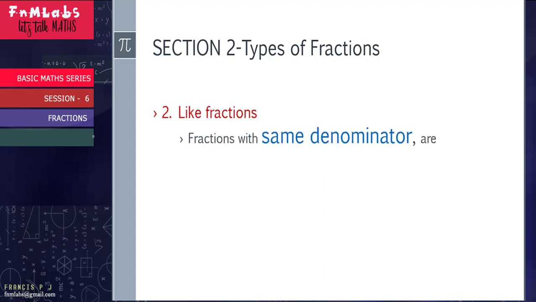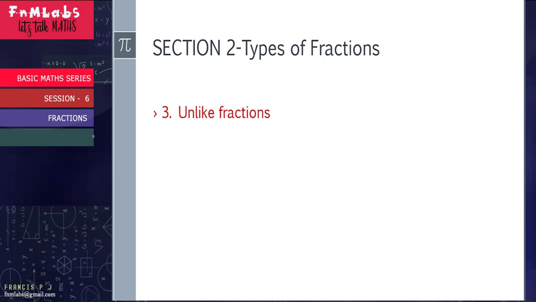Next we discuss like fractions. What are like fractions? Fractions with the same denominator are called like fractions. For example, 3/13ths, 5/13ths, 12/13ths. In all these fractions, the denominators are the same, which is 13. So we call them like fractions. So 3 by 13, 5 by 13, and 12 by 13 are like fractions.